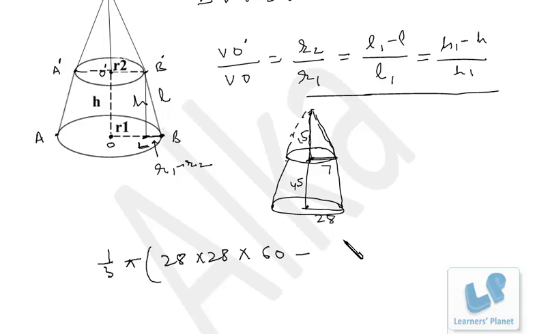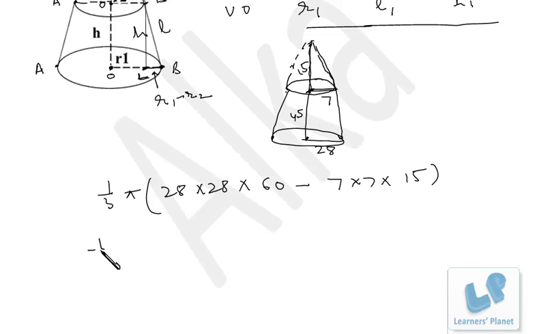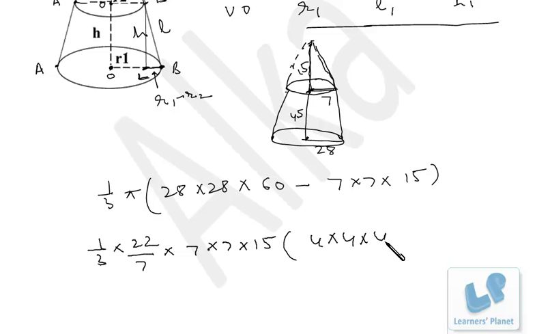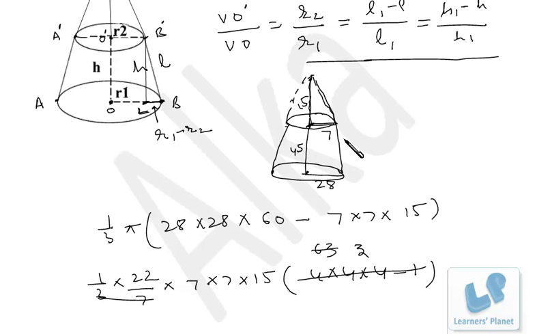60, minus r square h. So 7 into 7 into h is what? 15, right? Now we just solve it simply. You can take 7 into 7 into 15 as common. So that is 4 into 4 into 4 minus 1. So that is 64 minus 1, or I can say 63. 21 and into 3. Just multiply all these figures and you'll be able to get the volume of this frustum, right? So precisely you don't need any formula to find out the volume of the frustum.